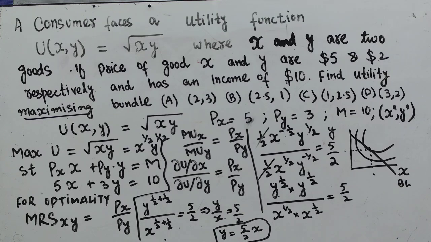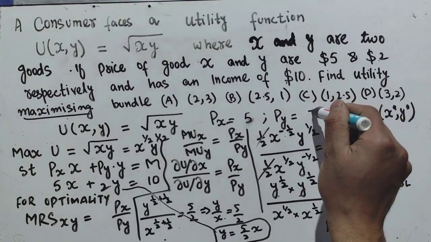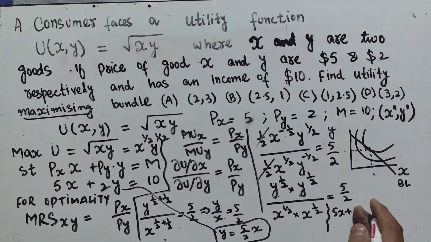Now what will we do? We plug y is equal to 5/2 into the budget constraint. So we get 5x plus, rather we have 2 because the price of y is 2. So here we have also 2 times 5/2 x is equal to 10. 2 and 2 get cancelled. 5x plus 5x is 10x.